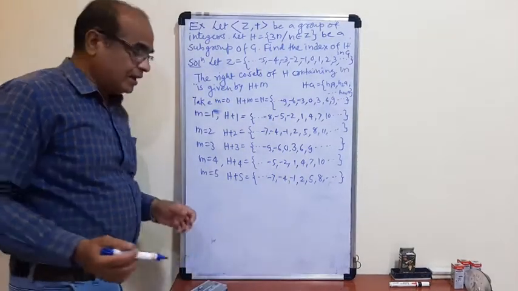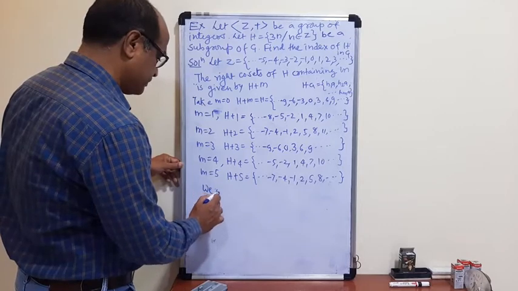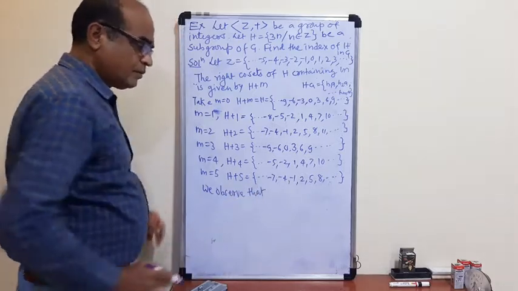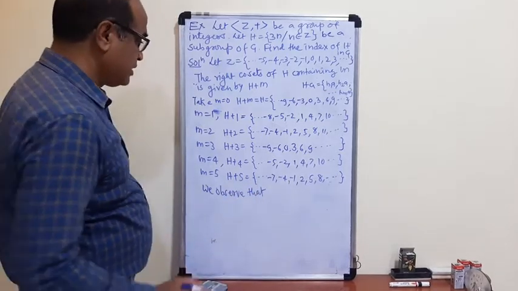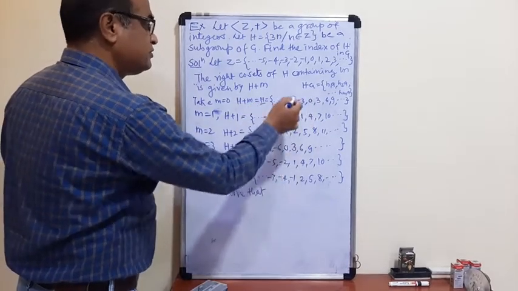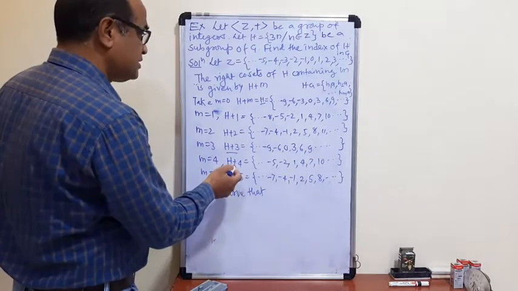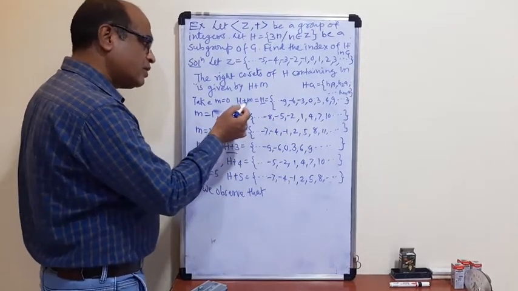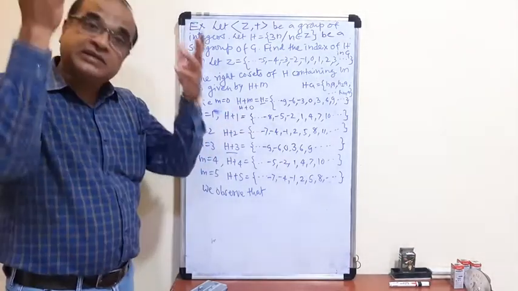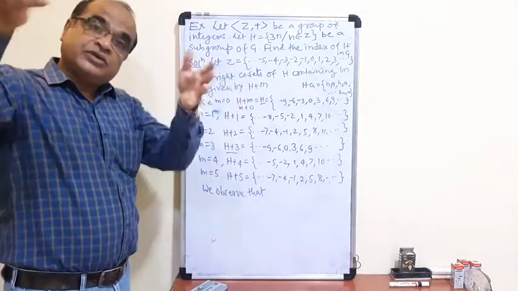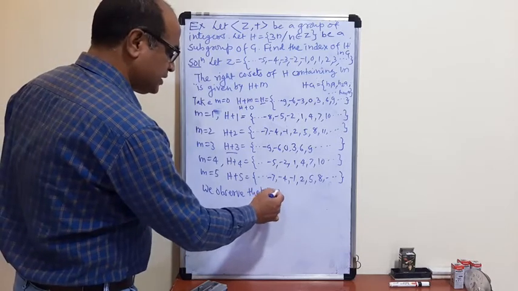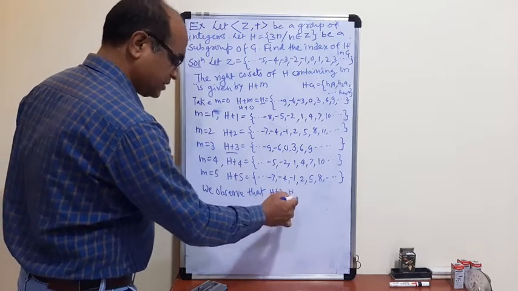But we observe here that H plus 3 and H, these two sets are the same. This means this right coset and this right coset are the same. What is this? H plus 0. So this is also a right coset. H is a set, but H plus 0 is also a right coset. So this and this are the same. That is, H plus 3 is equal to H.